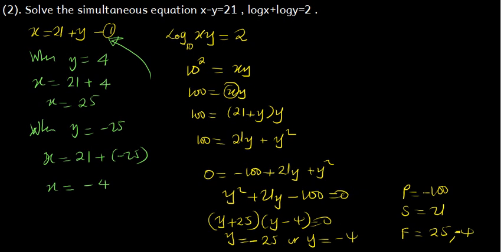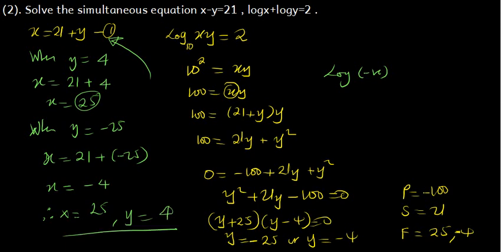Now, it does not exist, having log of a negative number. In other words, we can't have log of a negative number. And so these answers are disqualified. So our only answers, therefore, are x is equal to 25 and y is equal to 4. These are our answers then.